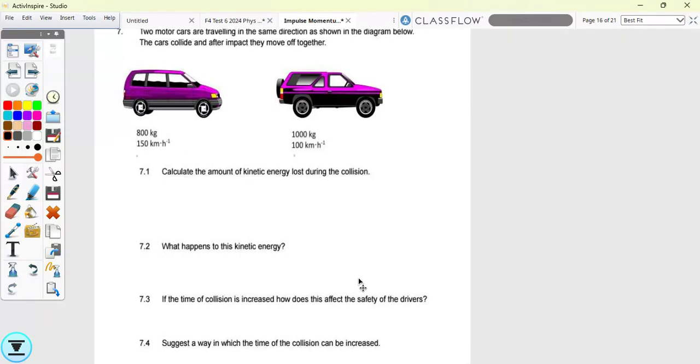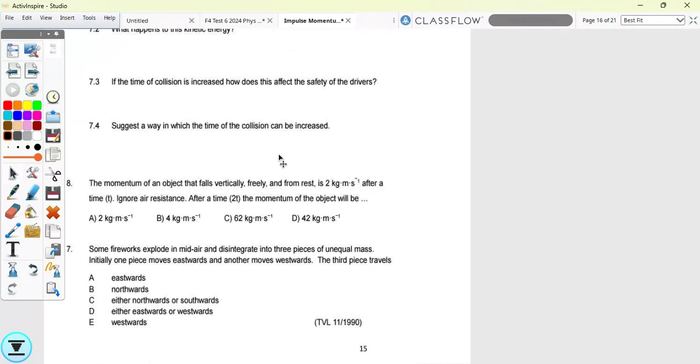And then this is the question where it says, if the time of the collision is increased, how does this affect the driver? So remember, that's the less hurt. So you're going to use the equation that says F delta T equals M delta V. You can just expect this question in your test. It's always there. Either less hurt or the follow-through question that we did last time.